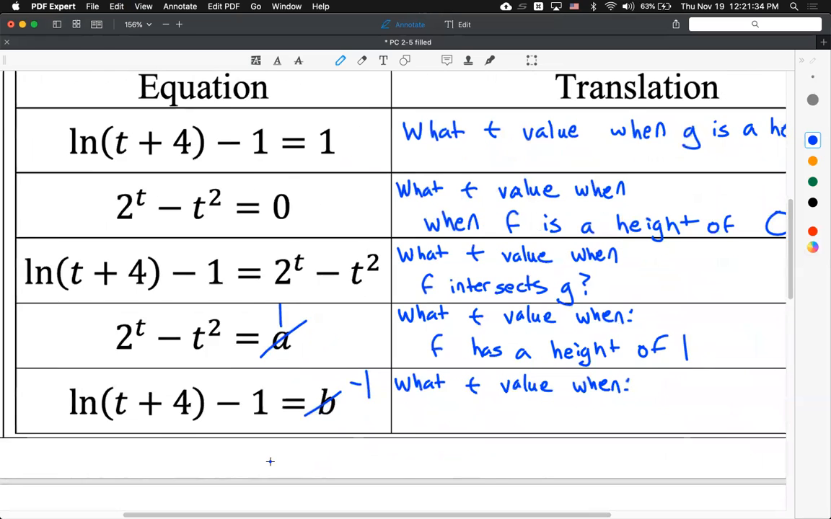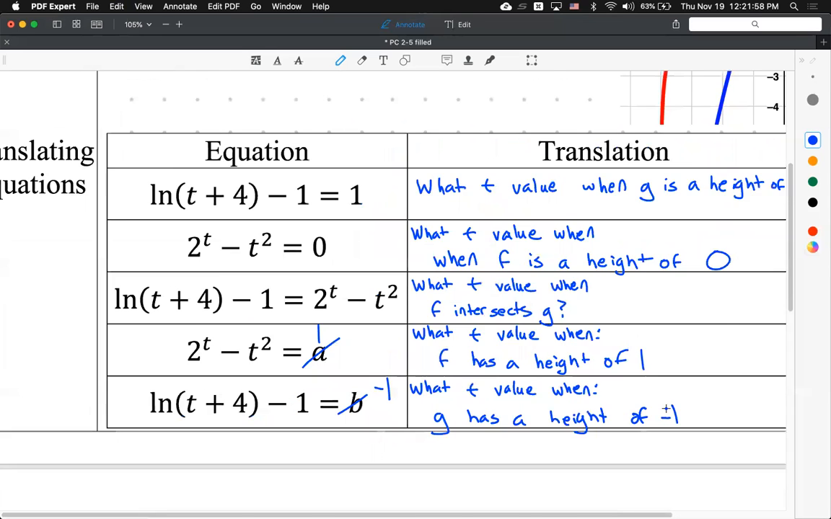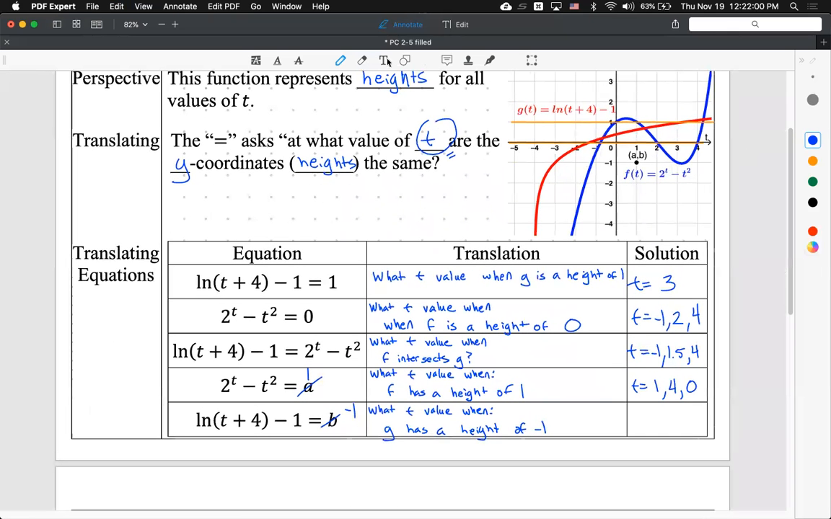So what value when g, and look at your previous answer, has a height of not 1 because this one is exactly. So I'll write down Jaden's interpretation or translation to say has a height of -1. And then we come back up here. Let's go ahead and graph -1. -1 lives right there. This line represents a height of -1. Anything that crosses this line and g is what we're looking for.